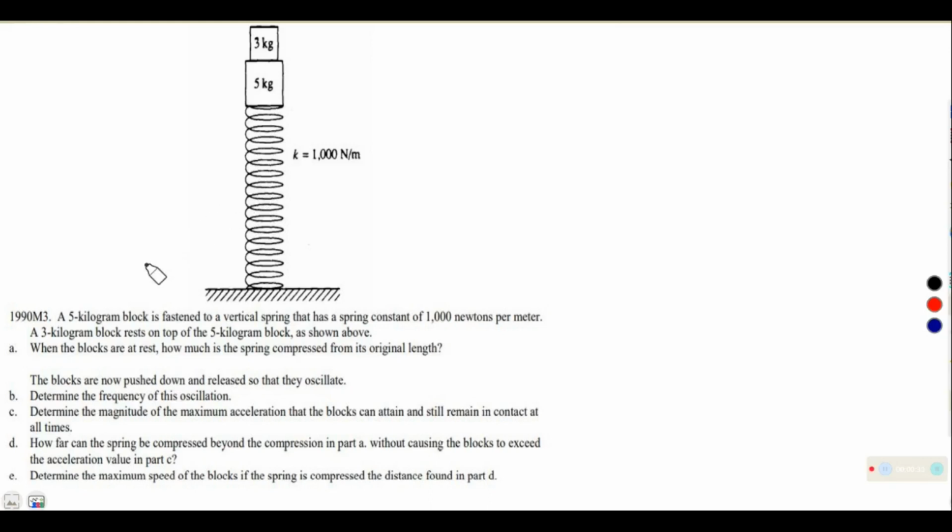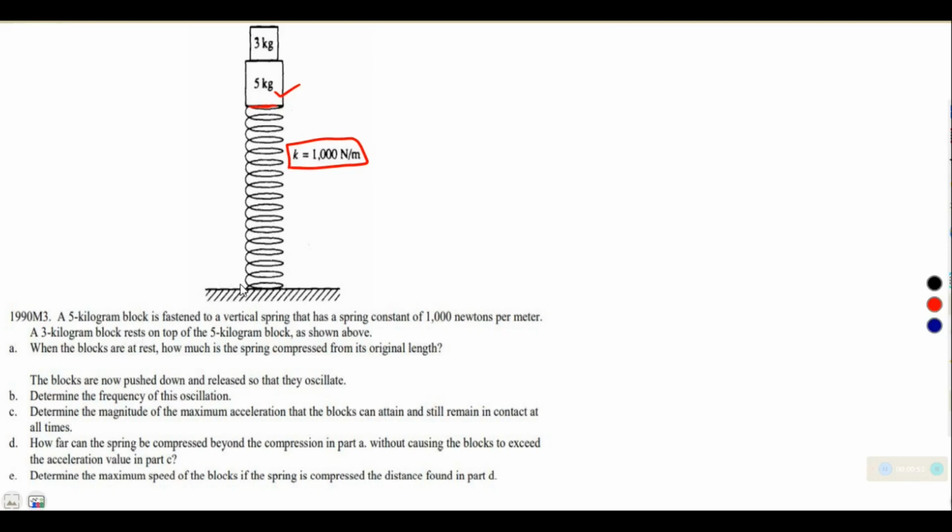Hello friends, let us see this question. A 5 kg block is fastened to a vertical spring. So this is a 5 kg block and it is fixed to this spring, and the spring has a spring constant of 1000 Newton per meter.